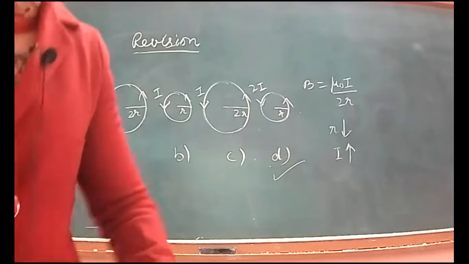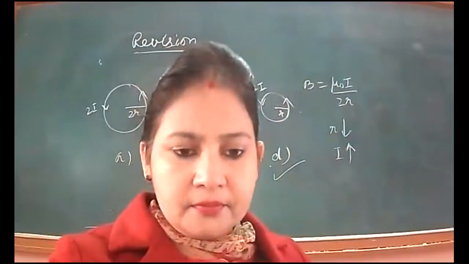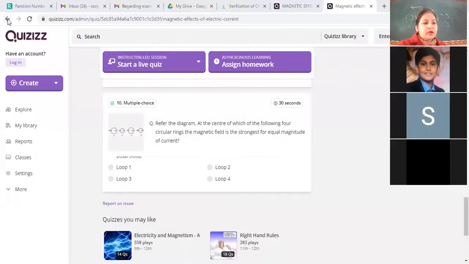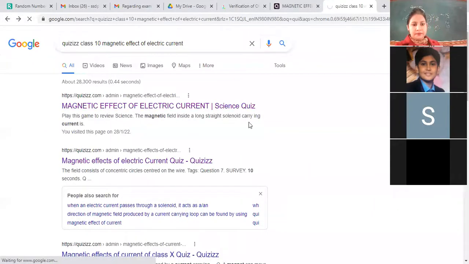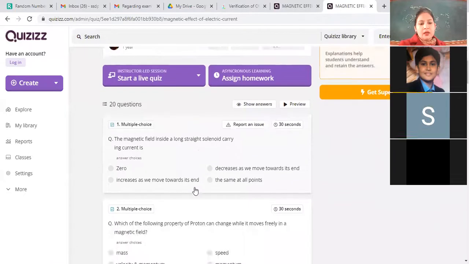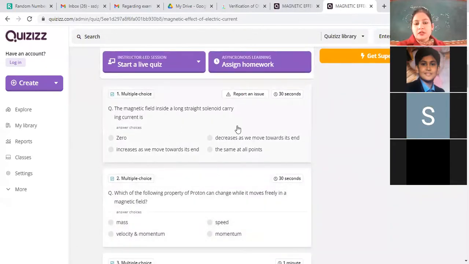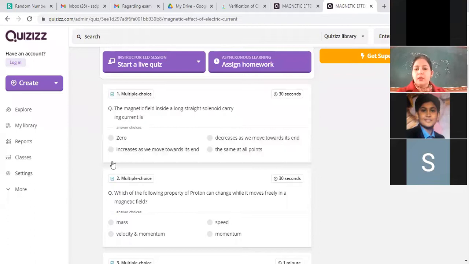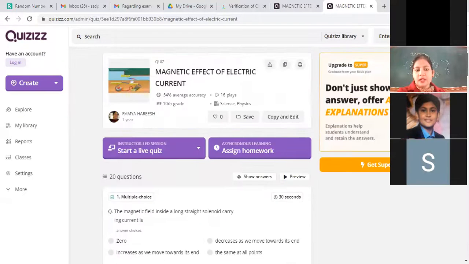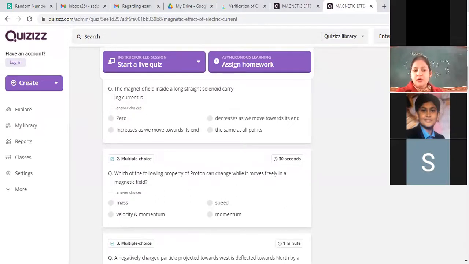All right. So next question, let's see the next one. Yes. We have one more quiz. Magnetic field inside a long straight solenoid carrying current is: zero, decreases as we move towards the end, increases as we move towards its end, or same at all the points. Yes. Which option is correct out of these? You all should participate in this quiz. Yes students, all of you participate in the quiz and raise hands. I know you know the answers.